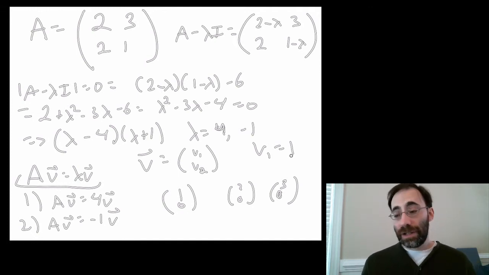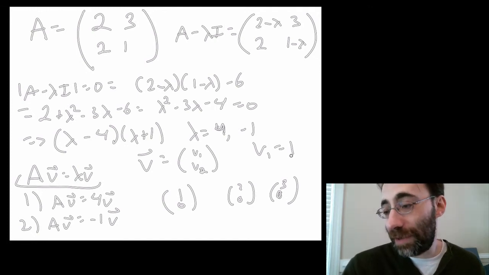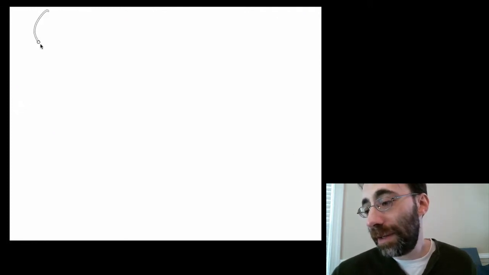Okay. So remember what this was on the screen here. We had eigenvalues of 4 and -1. Here's our A again.